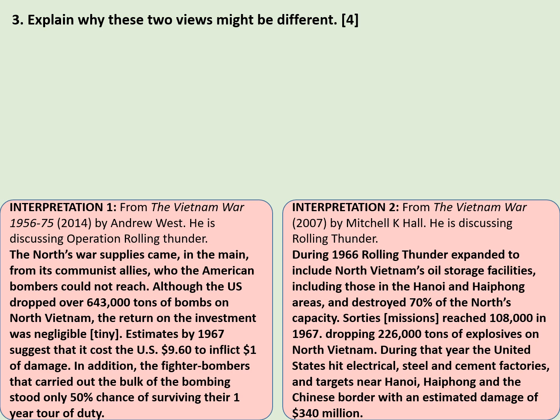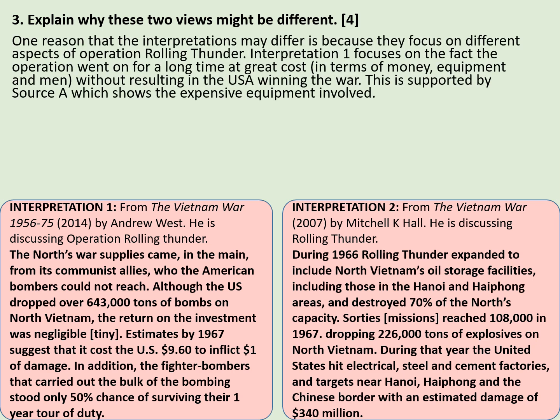Here's the example answer. One reason that the interpretations may differ is because they focus on different aspects of Operation Rolling Thunder. Interpretation 1 focuses on the fact that the operation went on for a long time at a great cost in terms of money, equipment and men, without resulting in the USA winning the war. This is supported by source A, which shows the expensive equipment involved, in this case the photograph of the fighter bomber jets doing the mission.